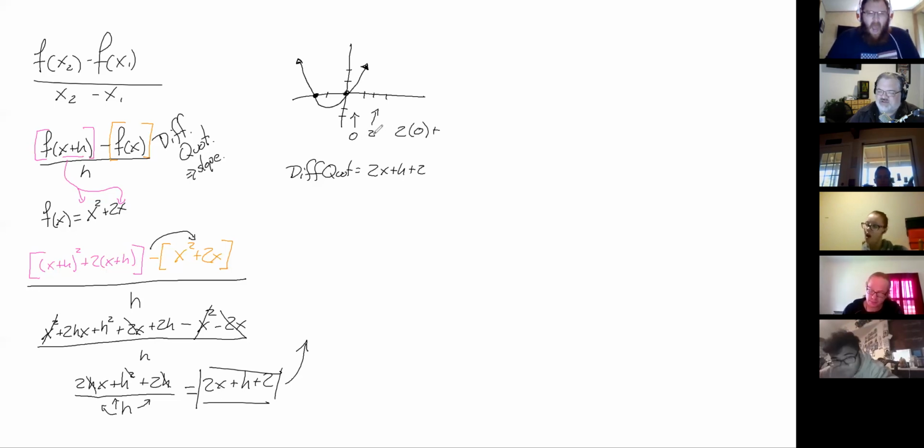Again, remember the h is the difference between them. 2 plus 2 is 4. So the slope of the secant line between 0 and 2 has a slope of 4. And it will allow us to compute that for any starting value x and any amount of change h.